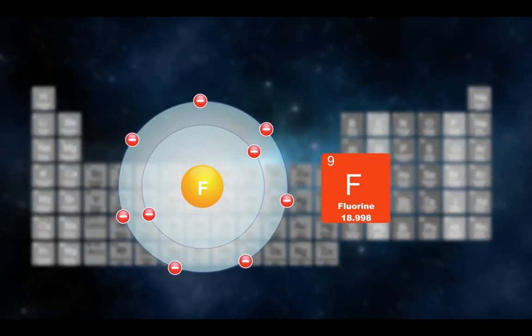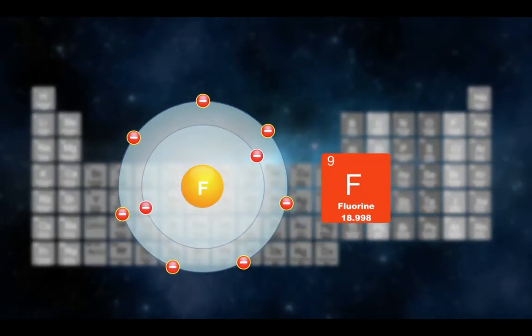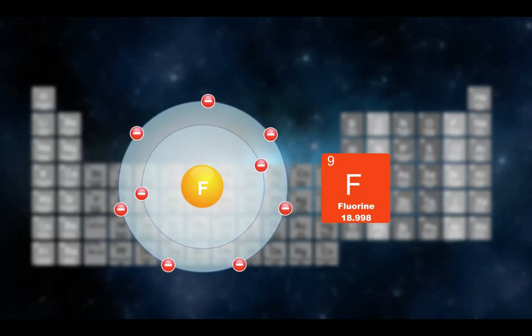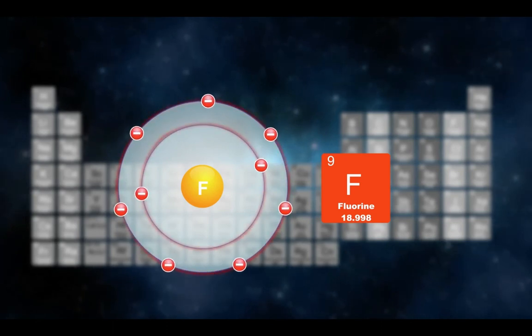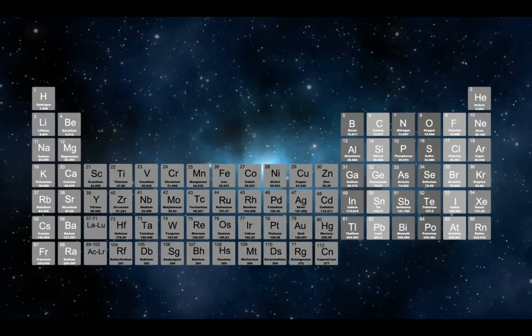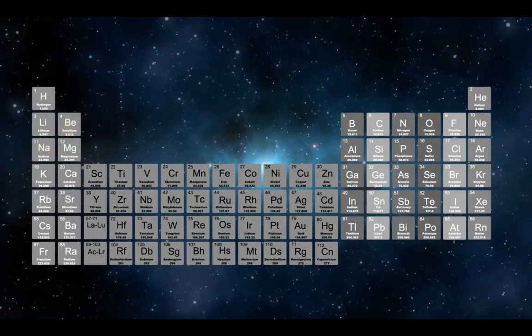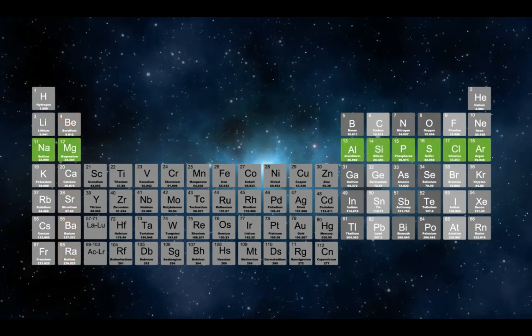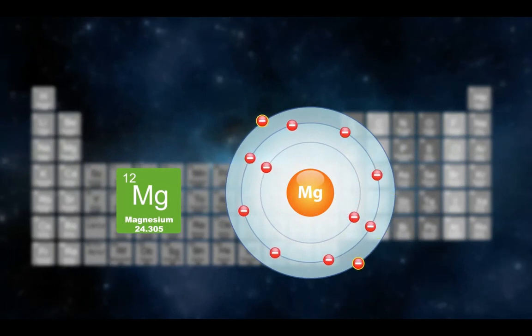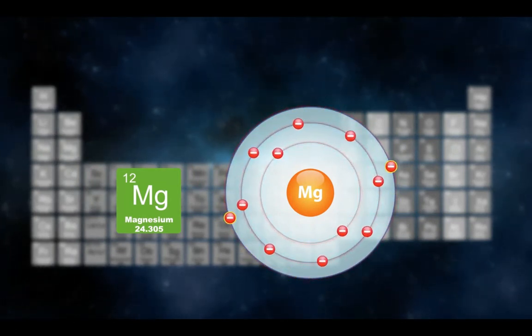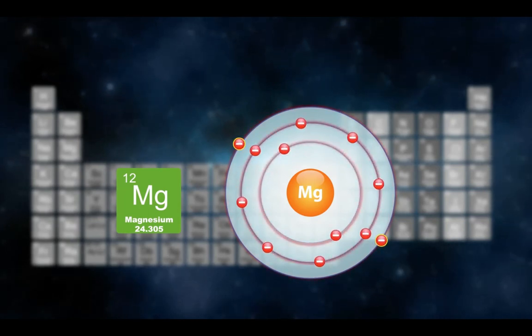Fluorine is in group 7, meaning it has 7 electrons in its valence shell, and period 2, meaning it has 2 shells of electrons. What about magnesium? It's in group 2 and period 3. So it has 2 electrons in its valence shell and 3 electron shells.